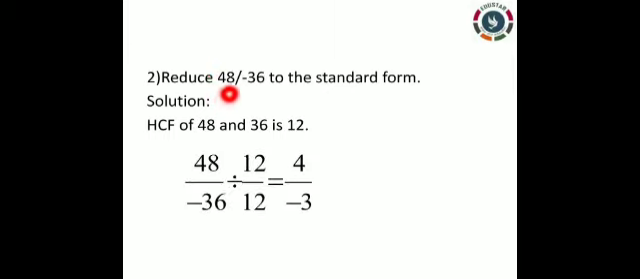Reduce 48 by minus 36 to the standard form. Step 1. Find the HCF of 48 and 36. HCF of 48 and 36 is 12. Next, step 2. Divide by the 12 table. 48 divided by 12, we get 4, and minus 36 divided by 12, we get minus 3. So the reduced form of 48 by minus 36 is 4 by minus 3.